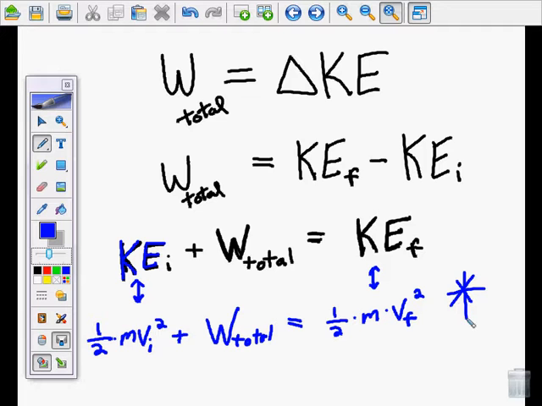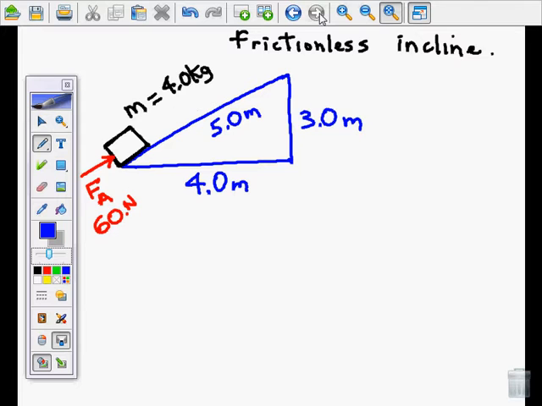So what I want to do is go back and look at this problem we did. Let's say that the object starts from the bottom of the ramp, and its initial velocity at the bottom was 0 meters per second, so it starts from rest. And let's say when it gets to the very top of the ramp, we're trying to calculate the final velocity.